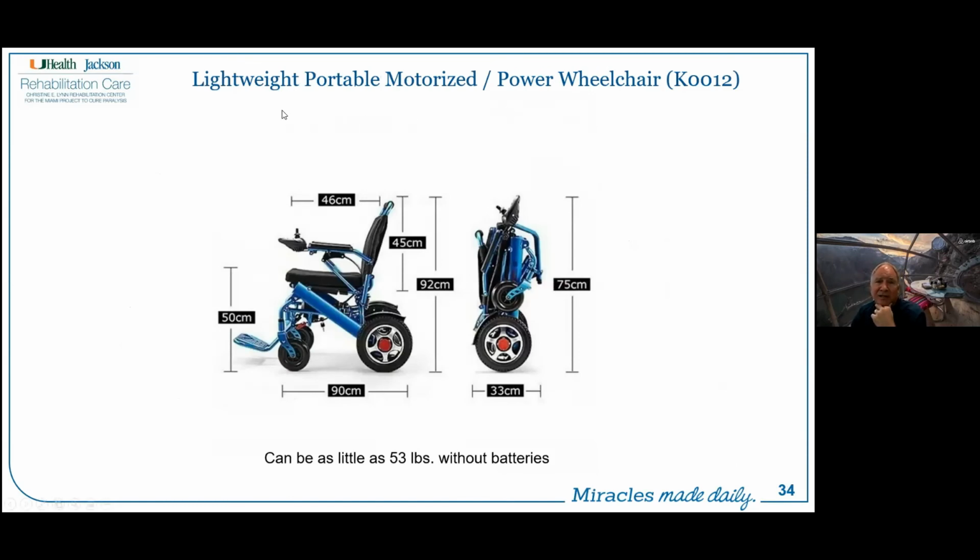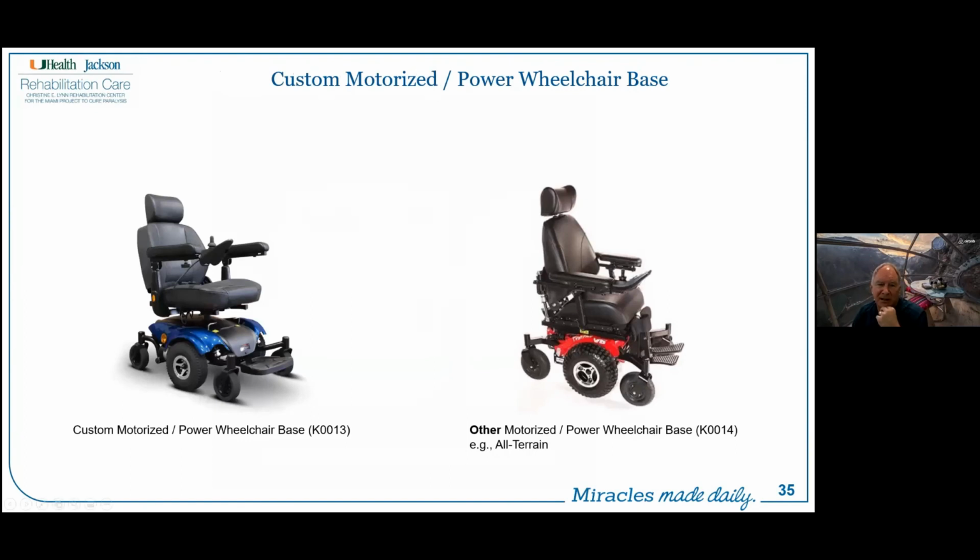The K12 is a lightweight portable. What? Yes, you can actually fold these up. They can be as little as 53 pounds. You remove the batteries, and so obviously it requires an assistant. But this is an option for some individuals just because of their environment and their lifestyle choices.